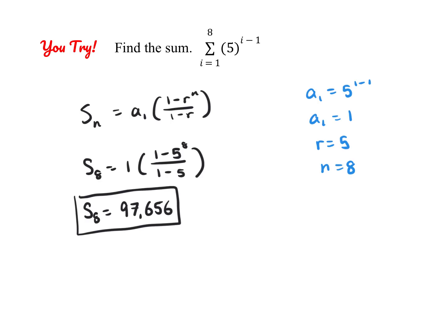All right, go ahead and check your work here. So my first term, I plugged in i equals 1. My first term is 1. My common ratio is 5. The number of terms is 8. And I plugged in those values, and here's my sum.